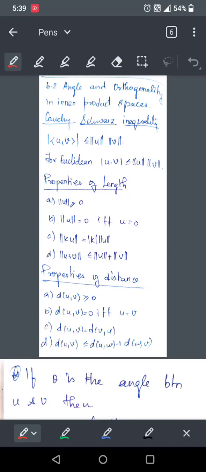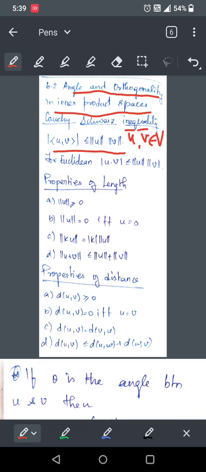Hello all. Here we are going to discuss the angle and orthogonality in inner product spaces. So first, let us see what Cauchy's inequality is. Let u and v be elements in an inner product space V. Then the Cauchy-Schwarz inequality is defined as: modulus of inner product of u, v is less than or equal to norm u into norm v. And this is what we already came across for the Euclidean inner product.